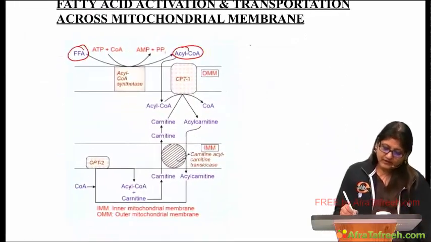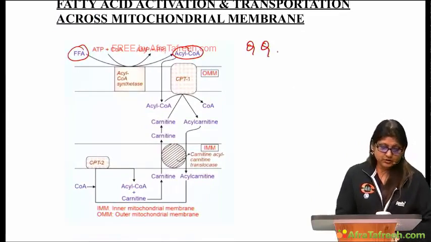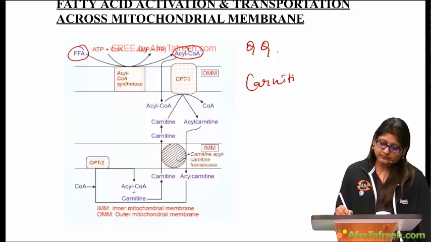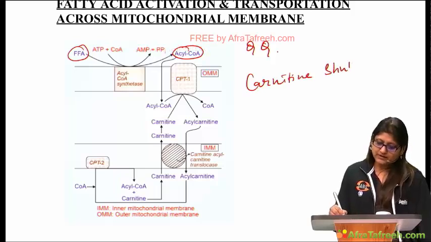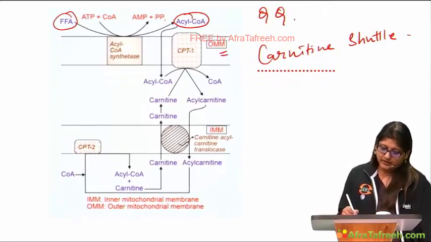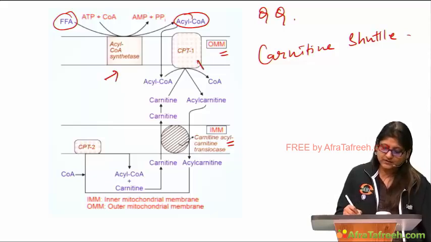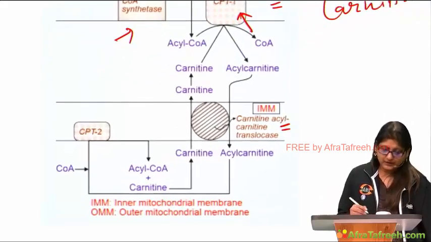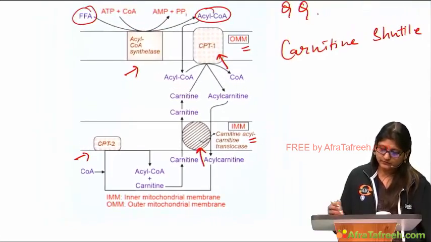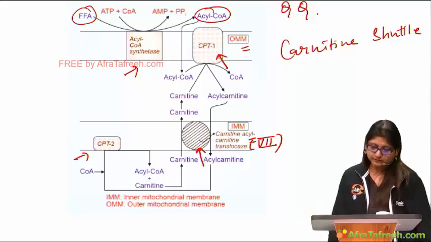This is a very, very important structure. This picture is talking to you about the carnitine shuttle. You need to remember this. Revise it one day before exam. Carnitine shuttle: outer membrane of mitochondria, inner membrane of mitochondria. 2 arrangements at outer: acyl-CoA synthetase and CPT1. 2 arrangements at inner: CPT2 and carnitine acyl-carnitine translocase, which is an enzyme belonging to class 7 of enzyme classification.